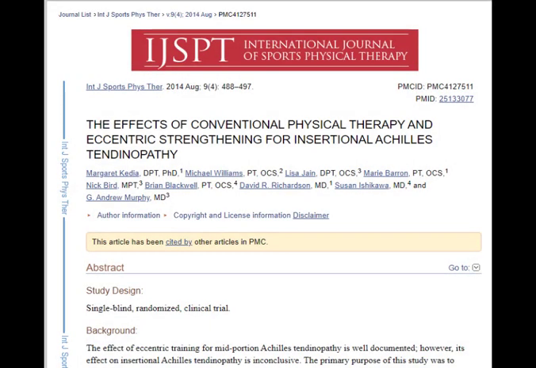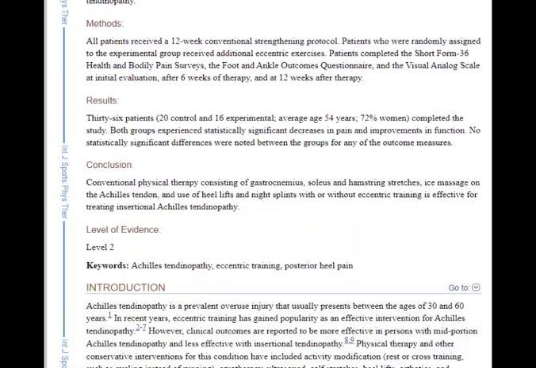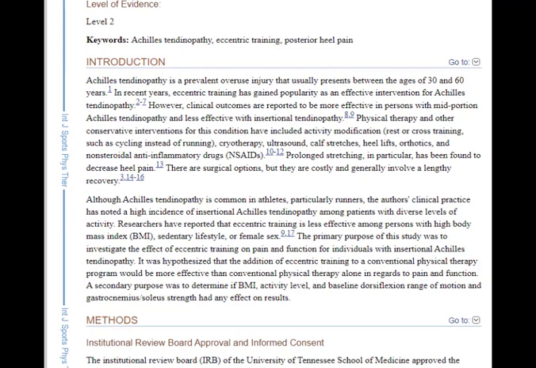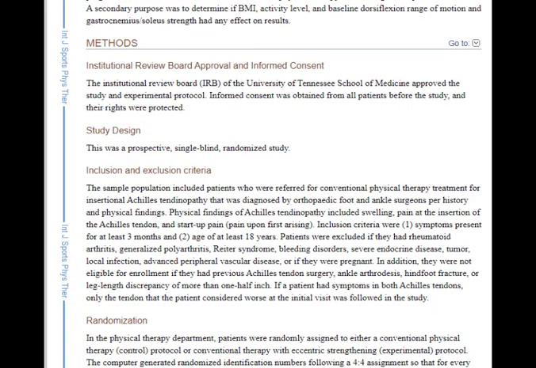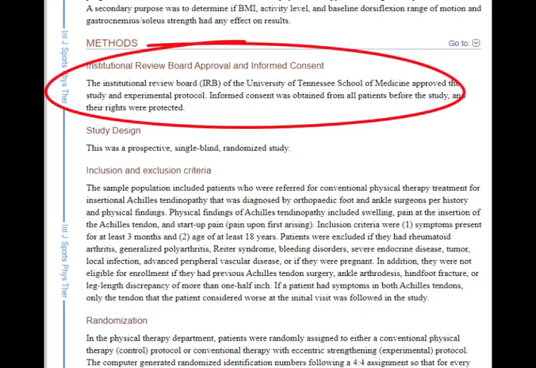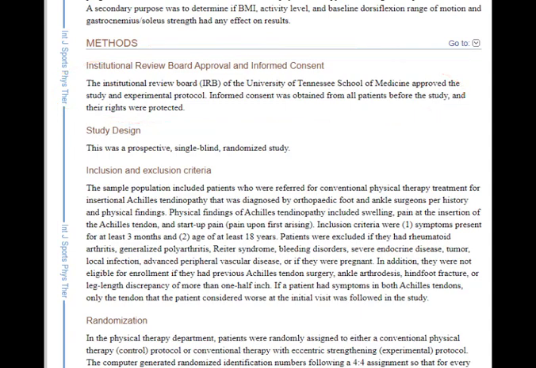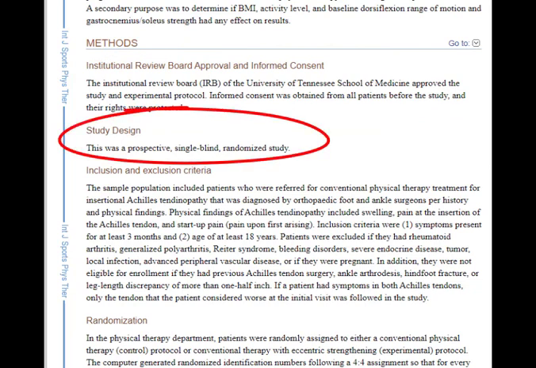To get to the methods section and take a closer look, we'll scroll past the title, past the abstract, and past the introduction section to get to the methods section. In this example article, at the top of the methods section, it indicates that this study has Institutional Review Board approval. IRB approval is required if you're working with human subjects. And then it tells us the study design, which can help us determine whether we're looking at a quantitative or a qualitative study. In this case, we have a prospective, single-blind, randomized study.